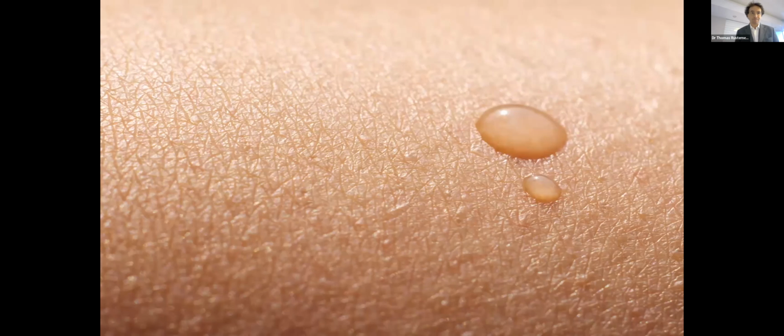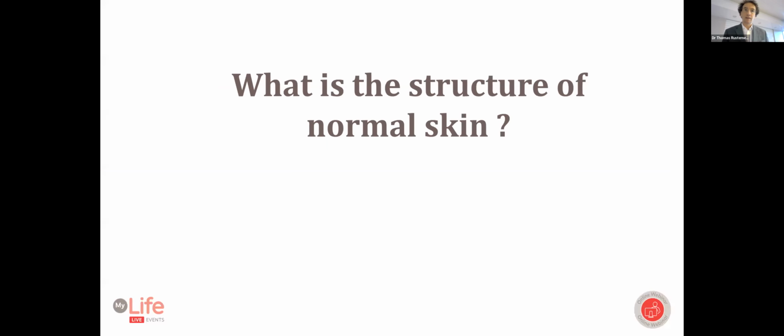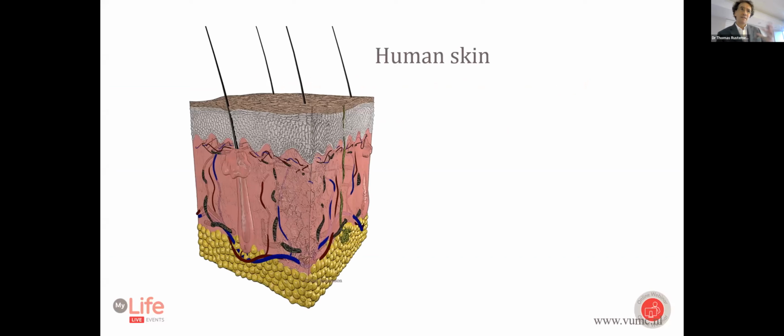This is normal skin. We recognize it as normal skin as we have a very nice skin with an intact barrier where a droplet of water simply stays on. It is not coming into the skin. So what is the structure of normal skin and how does normal skin develop? Therefore, we have to take a kind of cut through the skin, where the outer side of the skin is at the upper side and the inner one is at the lower. And the outer one, which we can see from each other, is called epidermis.